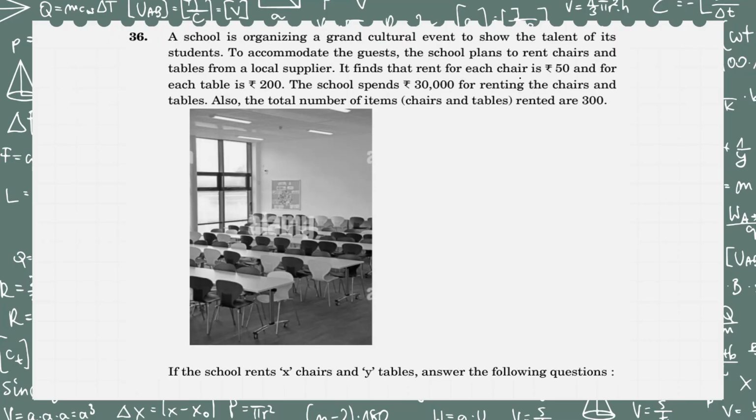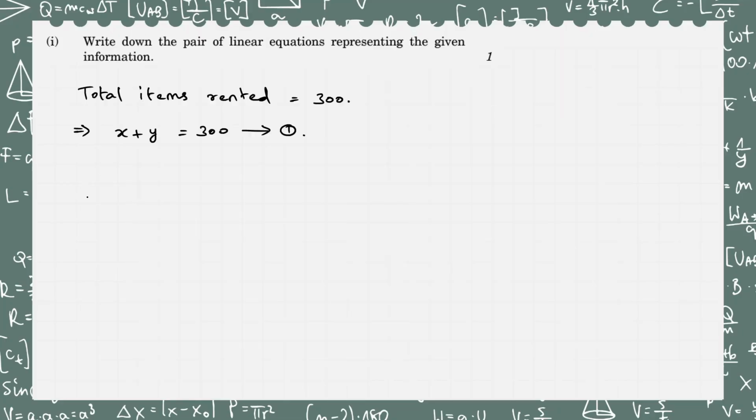Okay, and let us see. Rent for one chair is rupee 50 and X chairs are rented. So X into 50 rupees they have to pay, right? So 50X rupees. Same way, Y tables are rented and the rent for one table is rupee 200. So for Y tables they have to pay 200Y rupees, right? So the total money they have to pay is 50X plus 200Y, right? And that money should be equal to 30,000 rupees, right? So that is the idea for the next equation. Let us see how to write it.